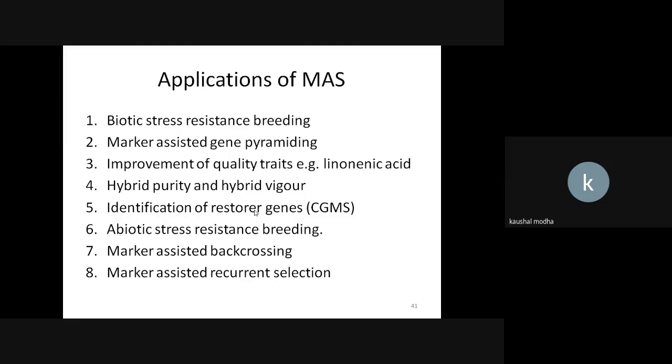We use markers for hybrid purity check. We can use them for hybrid vigor analysis, for improvement of quality traits also, and for marker assisted gene pyramiding. Gene pyramiding is a concept where we incorporate race specific resistance genes in one genotype. So we can use markers in that also. These are the applications of markers.